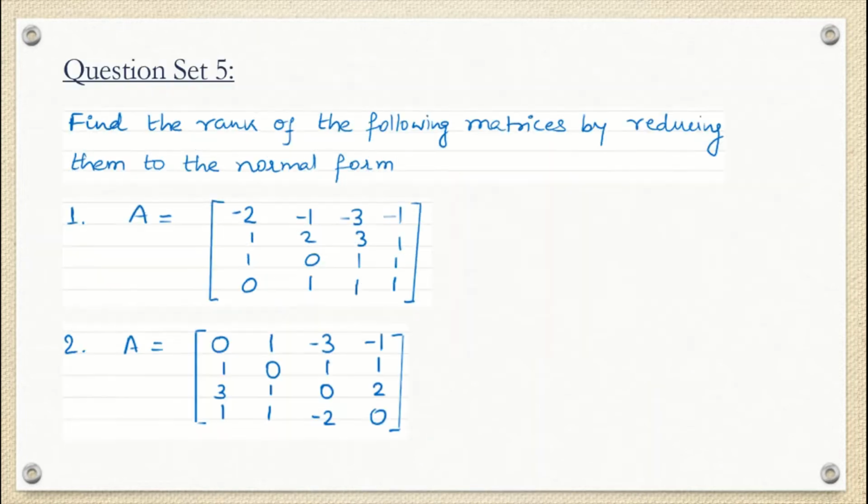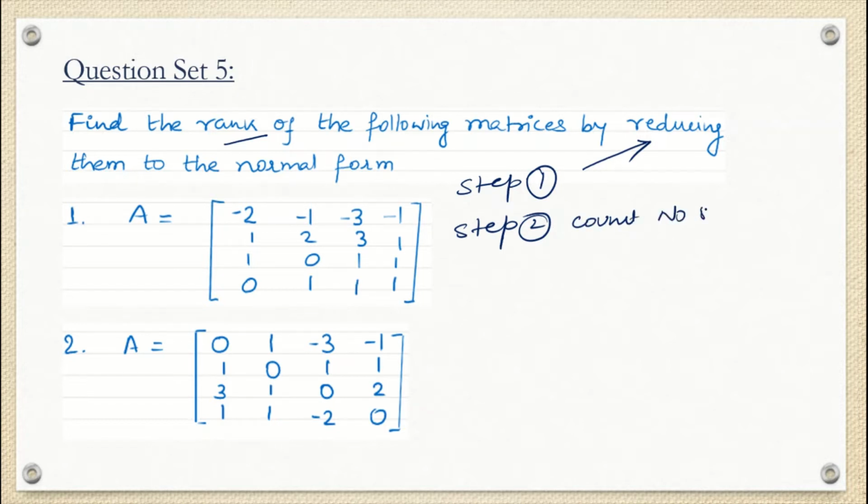Fine. So here are the two questions which we are going to solve today. Find the rank of the matrices by reducing them to the normal form. That means again we are going to cover two steps, right? Step number 1 is what? We are going to reduce the matrix into the normal form, and step number 2 is what? Just count the total number of non-zero rows. Fine. And that is nothing but the rank of the matrix. So this is the question.